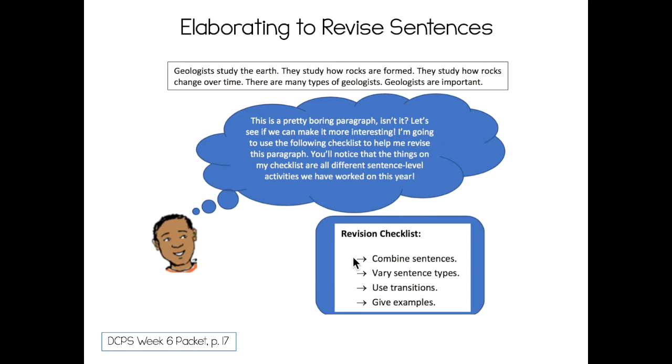The first strategy is to combine sentences. The second is to vary sentence types. So remember, we have 4 types of sentences: statements, exclamations, questions, and commands. We can use a different one. Third is to use transitions, one of my favorite revision strategies. And the fourth is to give examples. So our friend is going to apply these 4 strategies in order to elaborate his paragraph and make it more interesting. Let's see how he goes about this.